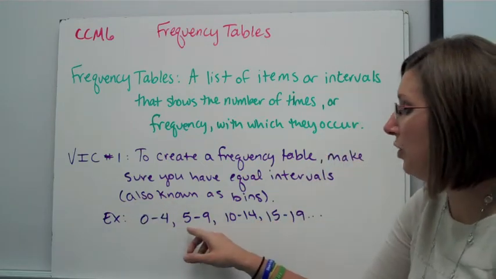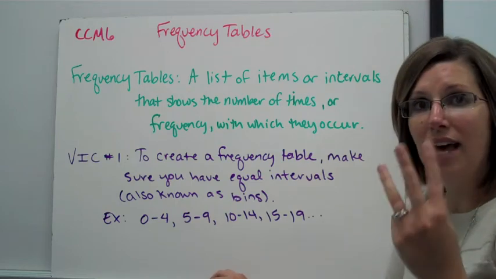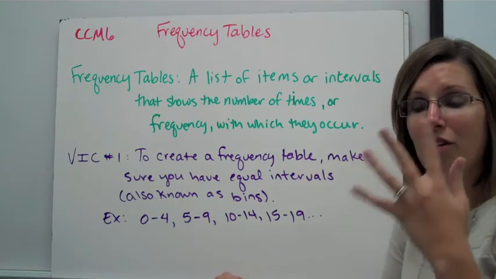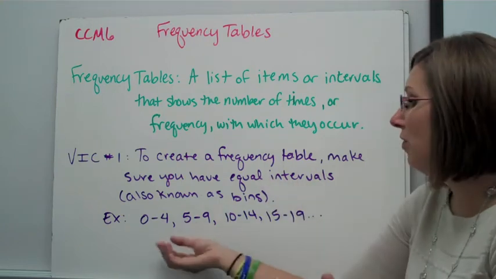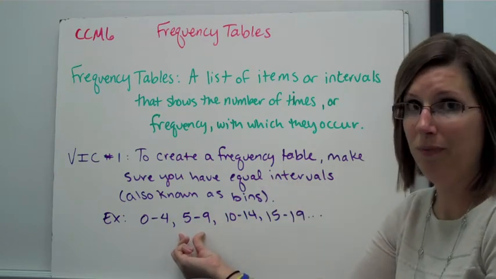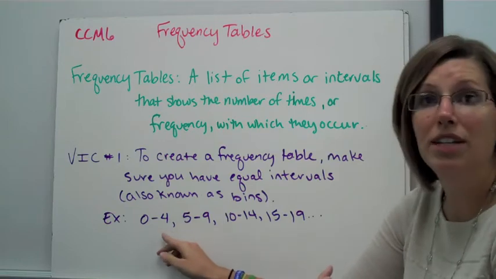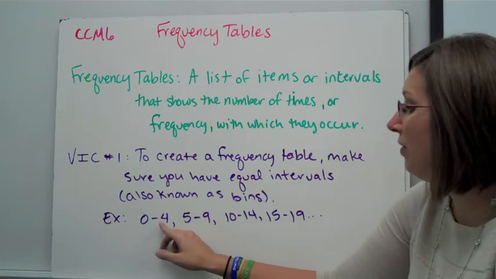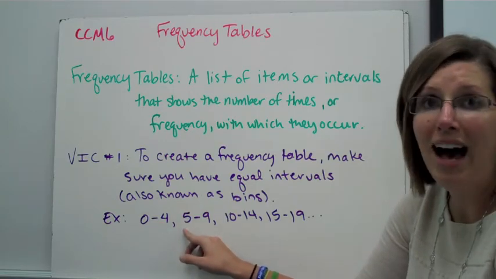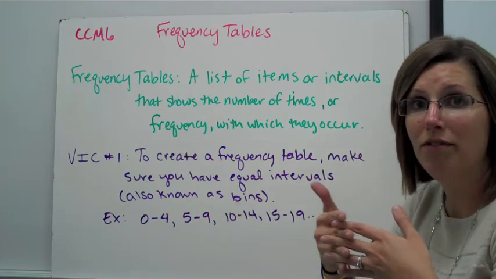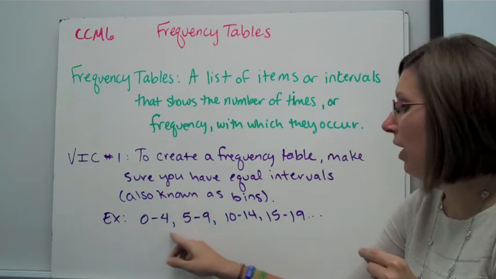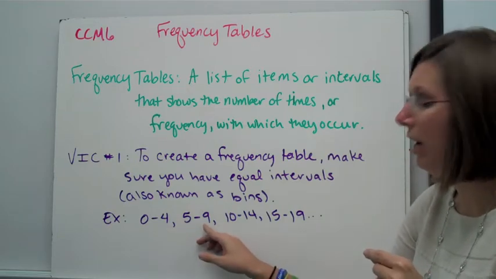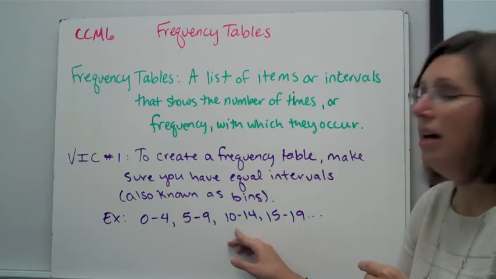I go to the next interval, 5, 6, 7, 8, or 9. There are 5 options of possibilities within that interval. Notice when I have an interval, I went straight from 4 to 5. I did not overlap my information. I did not create a gap between 4 and 5. Same here, I go from 9 to 10.